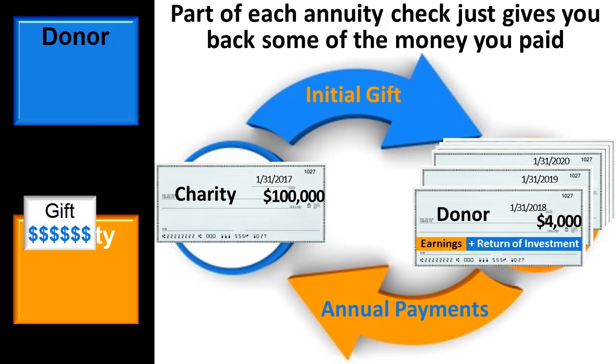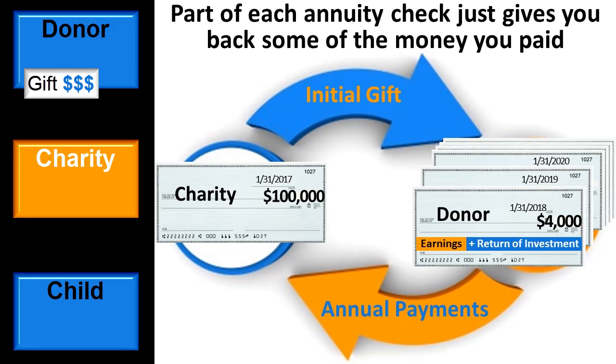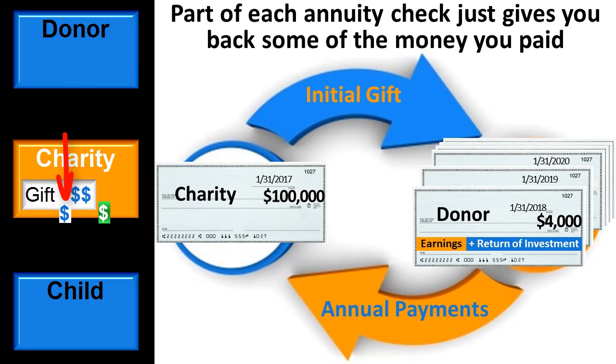Some part of each annuity check given to a donor simply returns a part of the money paid for the charitable gift annuity. This part is a return of the donor's original investment. There are no income taxes on this portion of the annuity check because this is not new earned money coming to the donor. This is the donor's own money being returned to him. Or in the case of a gift annuity paid to someone other than the donor, this is a gift from the donor and is likewise not taxable income.